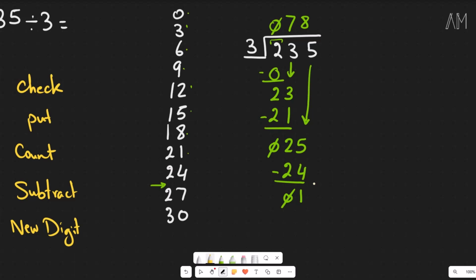Okay, I'm not done, the remainder is not 0. All the digits are done, yet the remainder is not 0. What does that mean? I need to enter the decimal world. Put a point in the dividend and in the quotient and call as many zeros as you want until you make the remainder equal to 0. So I have 10. Where is the 10? Between 9 and 12. I will put the 9. I will count till 9, which is 3. I will subtract, the answer is 1 again.